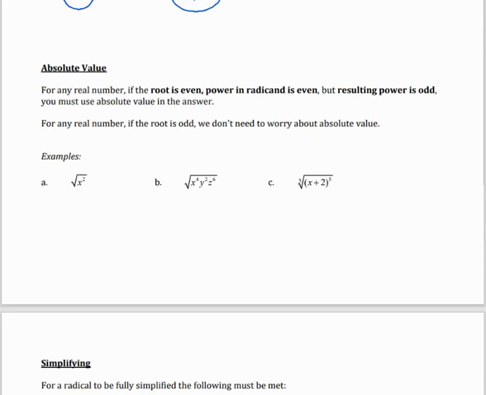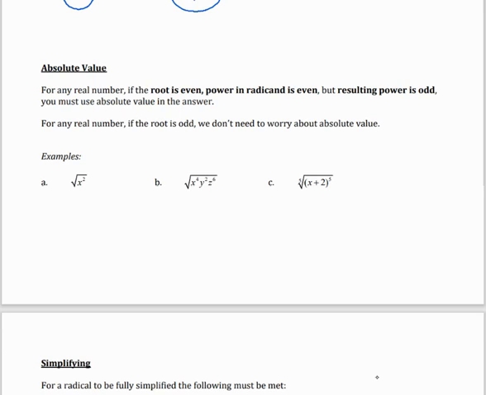Okay, now let's review some rules with absolute value. So when we have variables inside our radical, we have to keep in mind that what's inside has to be positive, right? We don't want negatives, otherwise we get imaginary answers. So when I have variables, we have to think about absolute value. It's saying make that answer be positive, so we ensure we don't get imaginary answers.